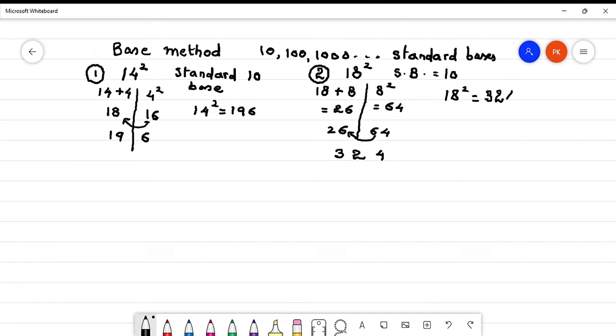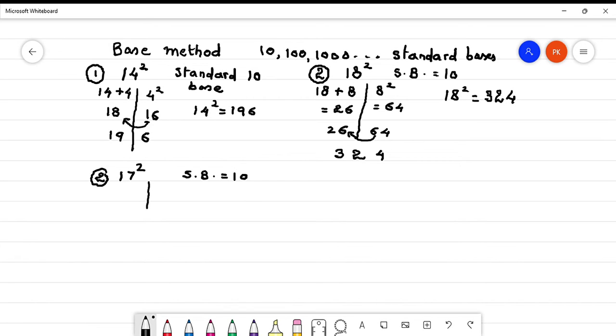I'm giving you one more problem to do. Try to find out, say, 17 square by yourself. Try to find out 17 square by yourself. So the standard base is 10.